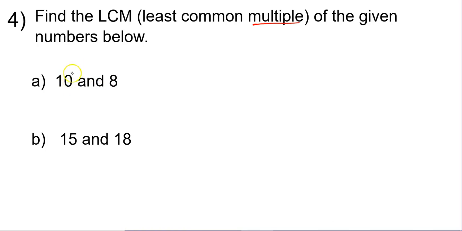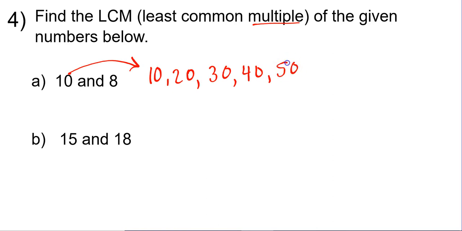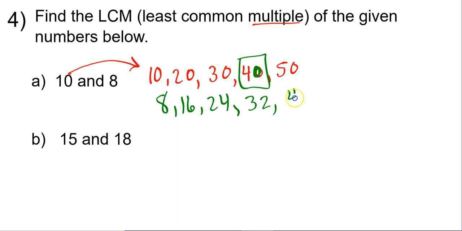I have always taught my kids to take the highest number and start multiplying in your head. 10, 20, 30, 40. And as soon as you see one that an 8 can multiply to get to, that's the one. I know that 8 times 5 is 40. You don't have to go through all of the 8s if you just know that an 8 can only turn into a 0 at the end if it was multiplied by 5 or by 10. So the least common multiple is 40 on letter A.